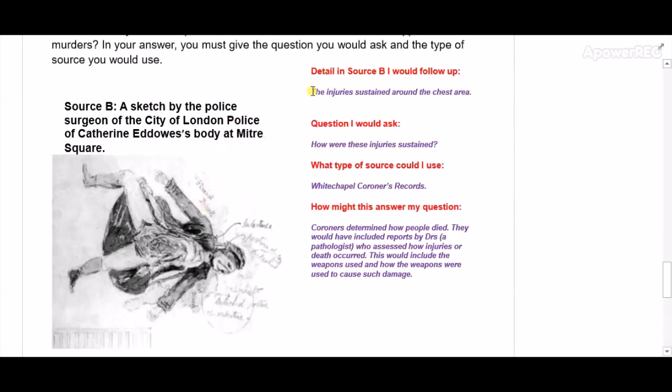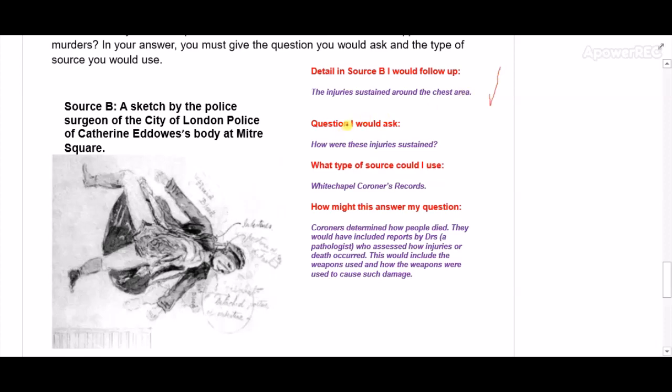So for this first part, you must always make sure that you do not ask a question. A lot of people are always tempted to say, in the detail in the source I would follow up, how did they get the chest injuries? No, you simply have to identify a part of the source. And it's always the obvious part. If I was to say their left boot, it's probably not going to be that useful for me. It's the bit that's obvious in front of me. The injuries around the chest area here. So those are the bits of the source that I would like to follow up. That's going to give me a mark. Tick. And there's my mark for doing so well.